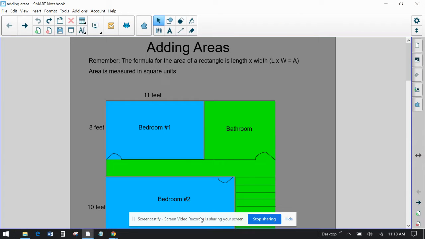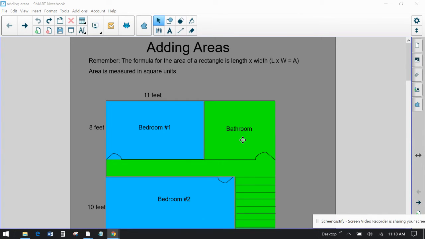Hey, boys and girls. So today we are going to focus on area again for math. We're going to be looking at the area of rectangles and also rectilinear shapes, which are basically shapes that are made up of more than one rectangle.